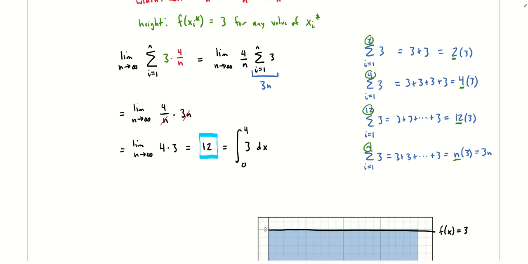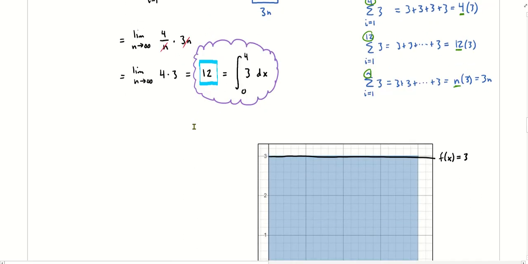So I'll put a little cloud around that because this is the idea. What we just did is we used the limit definition of the definite integral to get to 12. And here I'm indicating that another way we could express that is as the definite integral of the function 3 from 0 to 4. And this is why I chose this function. It's easy to verify because the picture is just a rectangle.